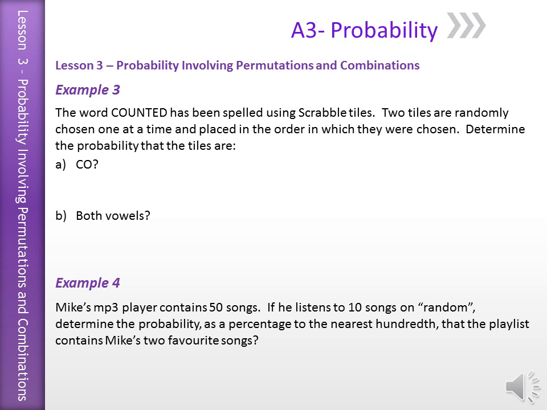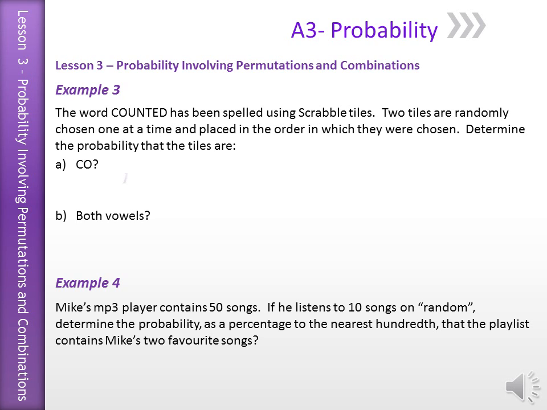Example 3. The word counted has been spelled out using Scrabble tiles. 2 tiles are randomly chosen one at a time and placed in the order in which they were chosen. Determine the probability that the tiles are CO. You notice here now order matters, so we're going to be using permutations instead of combinations.